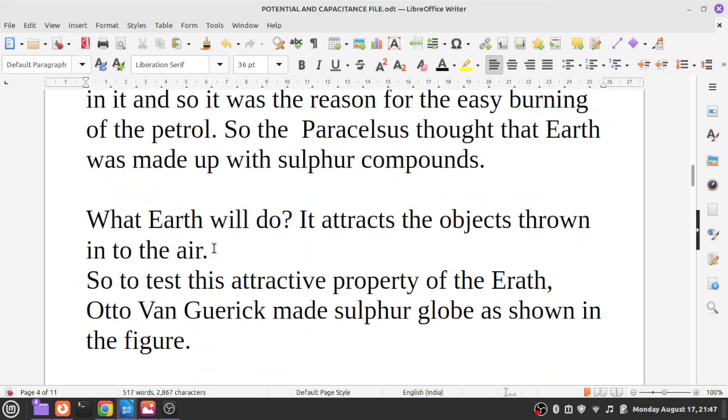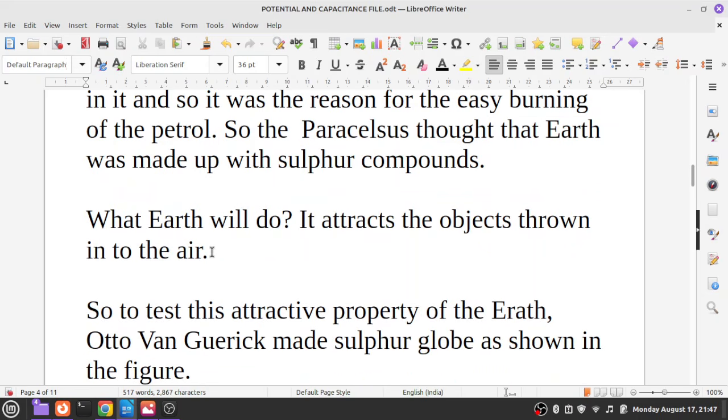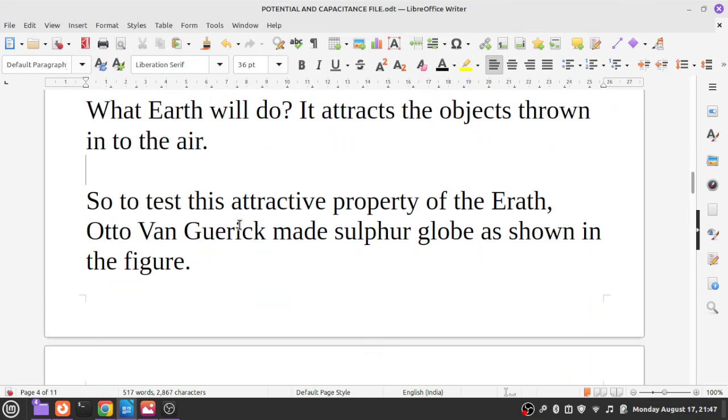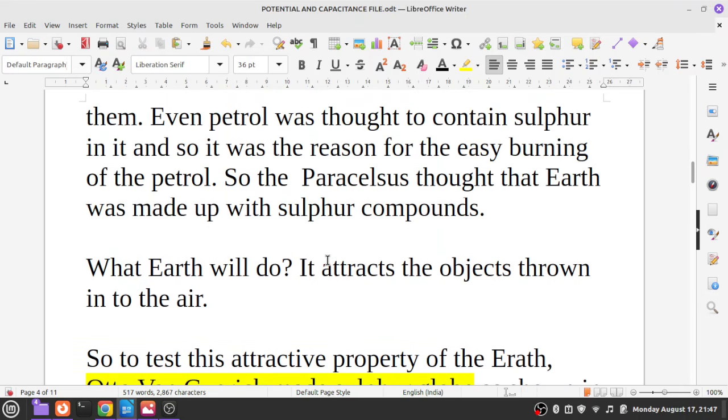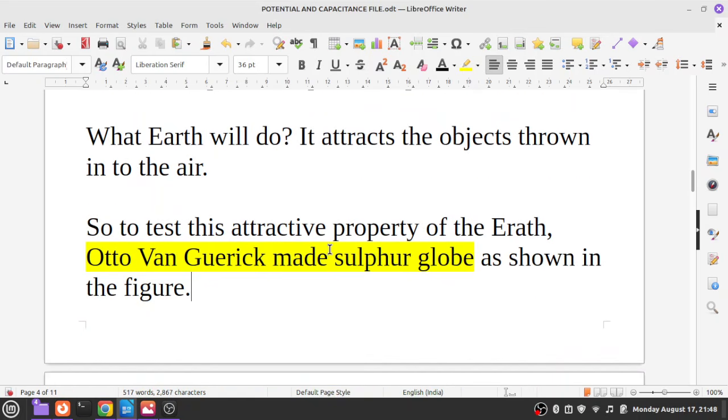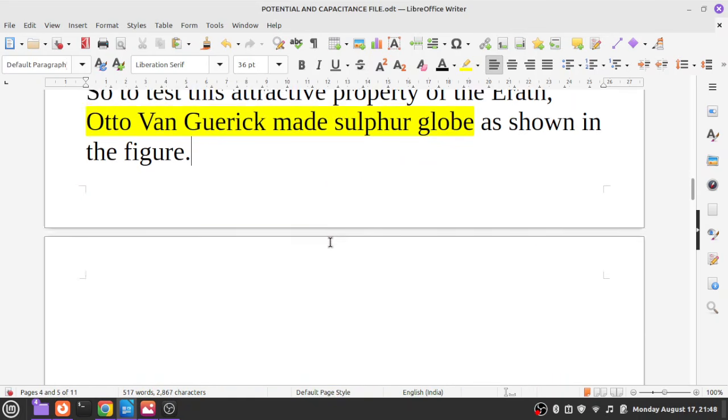Therefore, what will the earth do? Next question is, what will the earth do? The earth attracts objects thrown into the air. If you throw an object into the air, the earth will attract it, so the object will fall onto the surface of the earth. So to test this attractive property of the earth, Otto von Guericke made a sulfur globe. Okay, that is the reason why Otto von Guericke made a sulfur globe: the chemists of that period thought that the earth is made up of sulfur compounds. That is why he made a sulfur globe to test the properties of the earth.